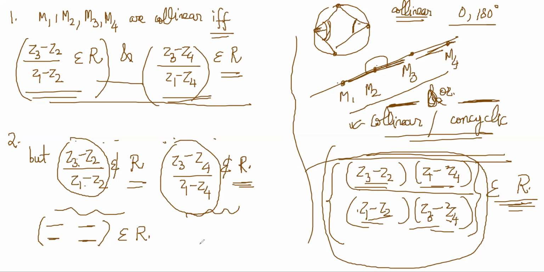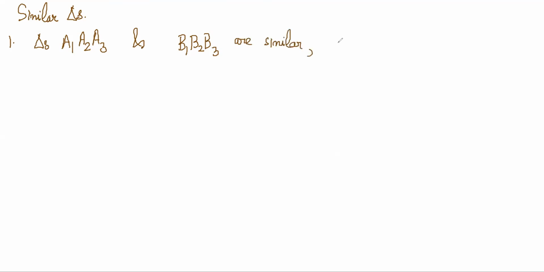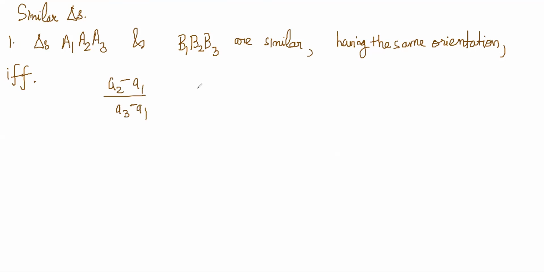Okay, so, similar triangles. The theorem: triangles A1, A2, A3 and B1, B2, B3 are similar and having the same orientation, we'll discuss that, if and only if (A2 minus A1) by (A3 minus A1) is equal to (B2 minus B1) by (B3 minus B1). That's it. So let's try to understand what it means.